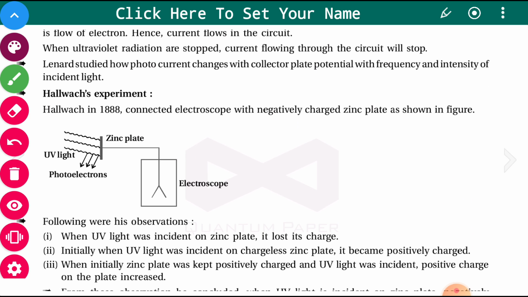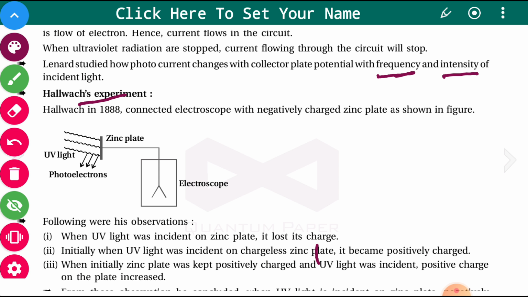Lenard studied how photocurrent changes with collector plate potential, with frequency and with intensity of incident light. Now this Lenard changed the different values of voltage. He changed the potential of the collector with respect to the cathode. He also changed the frequency of the ultraviolet ray. He also changed the intensity of the ultraviolet ray.